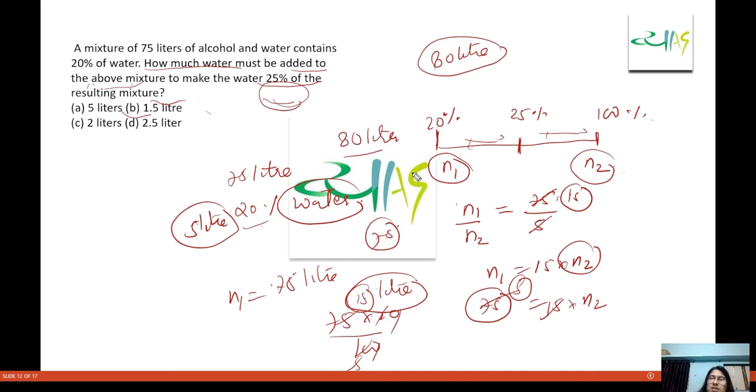Then you add more, now it becomes 20 liters of water, and 20 liters of water out of 80 means what? 1 by 4. That means 25% water. Okay, now you can check also whether your answer came right or not. Okay, so this comes to be 5 liters. So I hope everybody understood this thing.